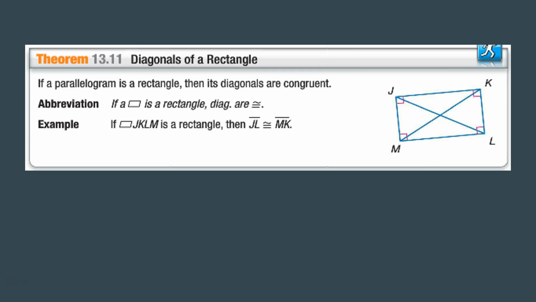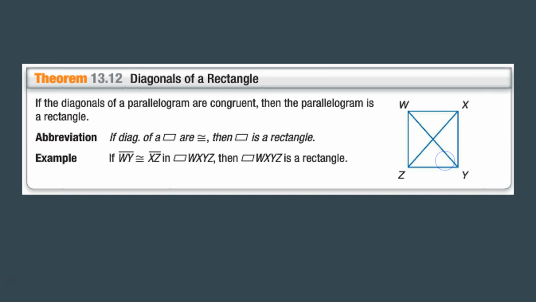So now let's go over what the diagonals of a rectangle mean. In our parallelogram JKLM, we know it's a rectangle. If we know it's a rectangle, then we also know that JL is congruent to MK. So this length is the same as this length because they are congruent.